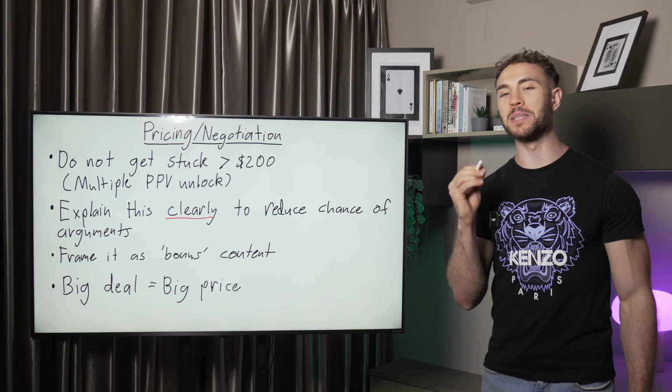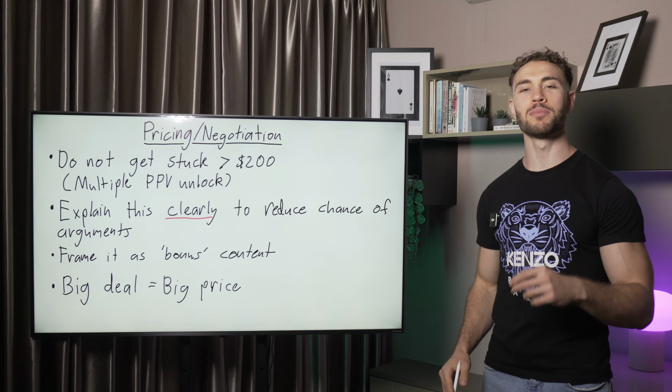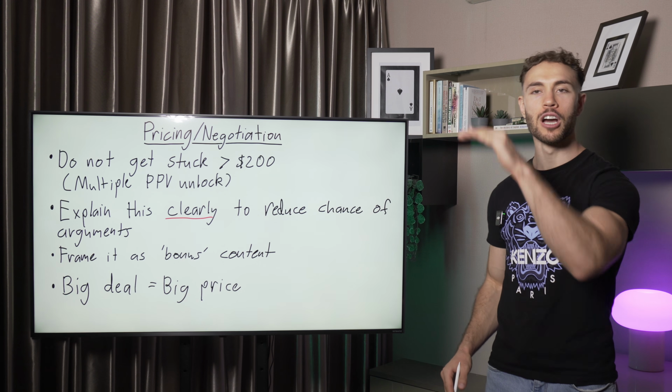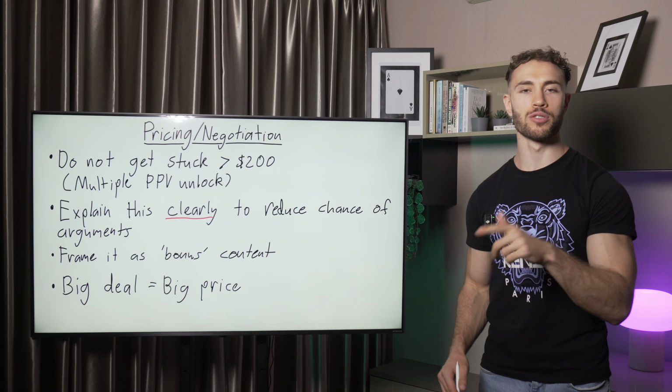But make sure you explain this clearly, otherwise you're going to have some arguments. Some subs are pretty stupid. If you send 2 pictures to unlock saying like, oh, just unlock these and I'll send it through.